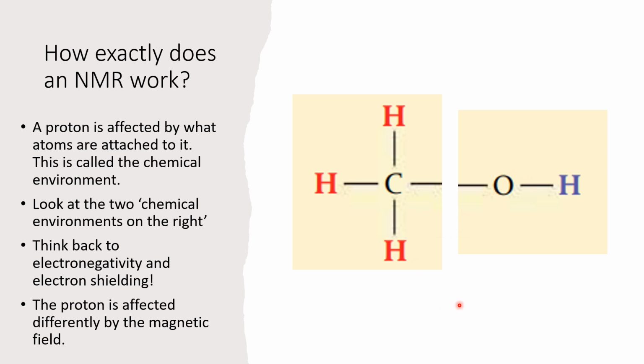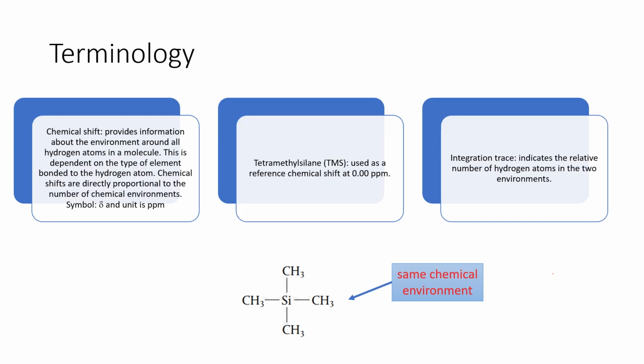Now, what does this mean? This means if I wanted to shield the electrons of the hydrogen from the magnetic field, it'll be harder to shield them from something that is equally shared than from something that is unequally shared. So this is why these will basically have different chemical shifts because of their electronegativity. So the chemical shift provides information about the environment around all the hydrogen atoms in the molecule. And this is dependent on the type of element bonded to the hydrogen atom. So the chemical shifts are directly proportional to the number of chemical environments that you have. And the symbol for chemical shift is this delta sign, and its unit is ppm.